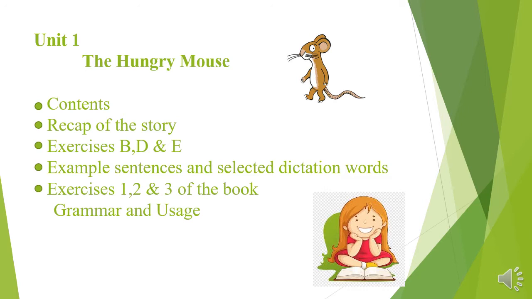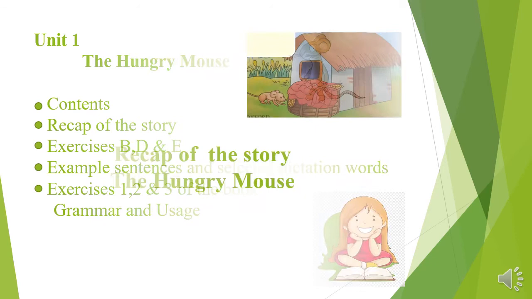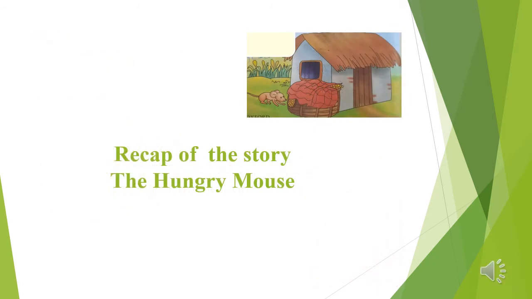First of all, I will recap the story. Then we will revise exercises B, D and E of this unit. After that, we'll revise example sentences and selected dictation words of this unit. Students, exercises 1, 2 and 3 of Grammar and Usage will be revised at the end. I hope all of you are ready with your English book, notebook, grammar book and stationery items. So are you ready?